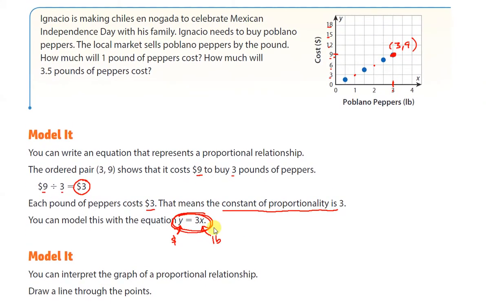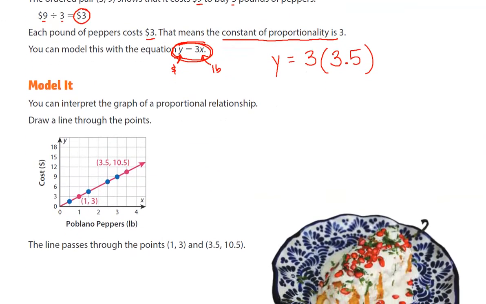So if we want to do 3.5, we would just do y equals 3, because that's the constant of proportionality, times how many pounds? 3.5. We'll do that a little bit on the next page.